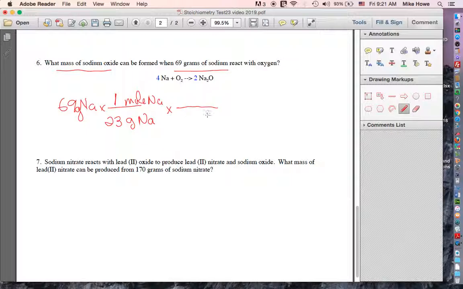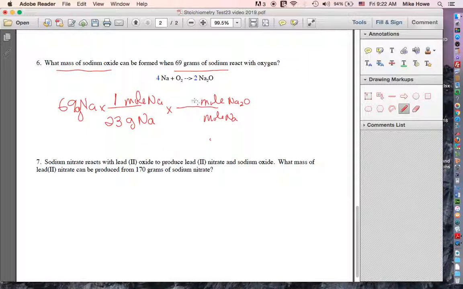What is our next step? The ratio of moles. So moles here, moles here. We know that sodium has to be down at the bottom because it's over here. What we're looking for goes on top, and what do we say we're looking for? What mass of sodium oxide? So we need moles of sodium oxide on top, since you can't find mass before you find moles. So we're going to put sodium oxide up there.